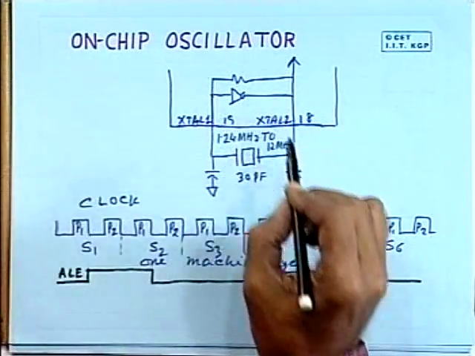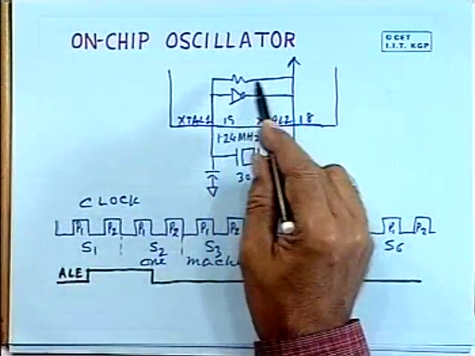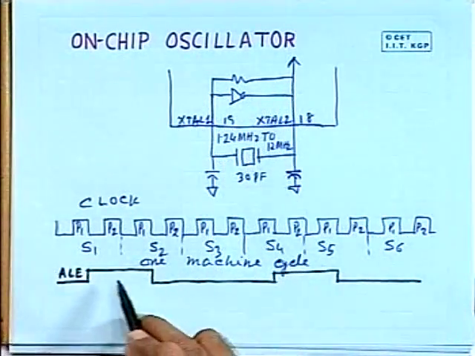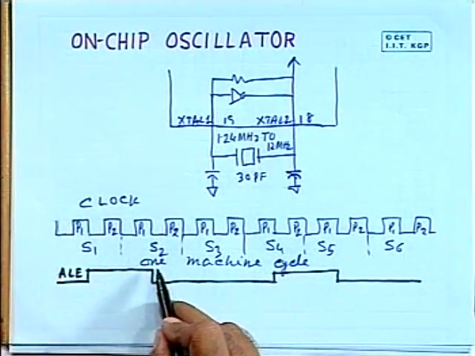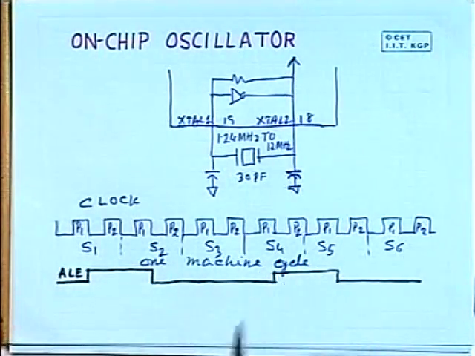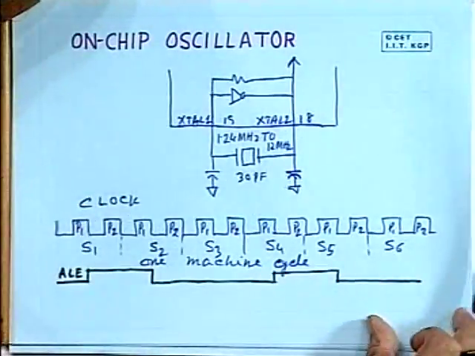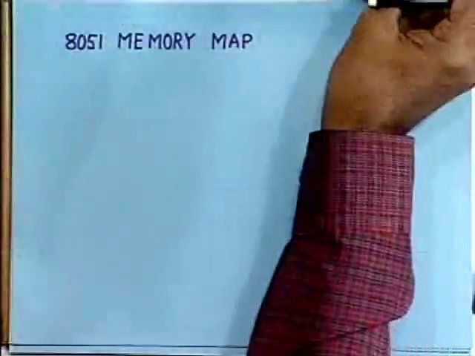So this is how the oscillator works, and the clock is generated, and how the clock is interpreted in terms of number of states and machine cycles. So this is the function of the on-chip oscillator.